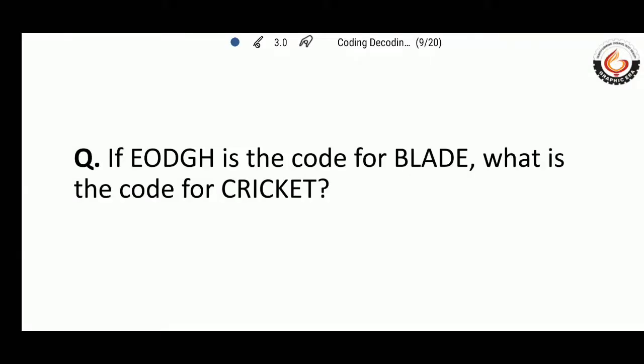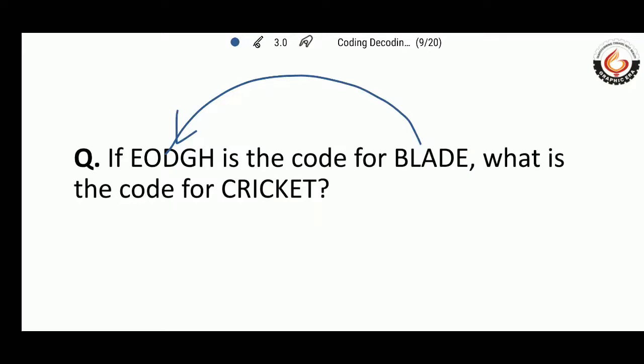Now in this one, if EODGH is the code for BLADE, what is the code for CRICKET? What we can say is that BLADE is coded as this, and there is a letter shifting of, I guess, 3 letters. B is coded as E, L is coded as O. It means they are shifting 3 letters ahead. What could be the code for CRICKET?